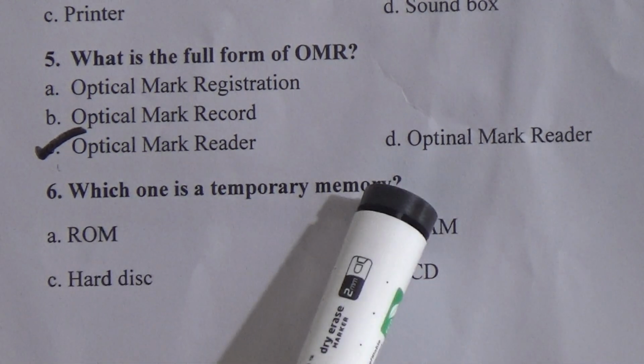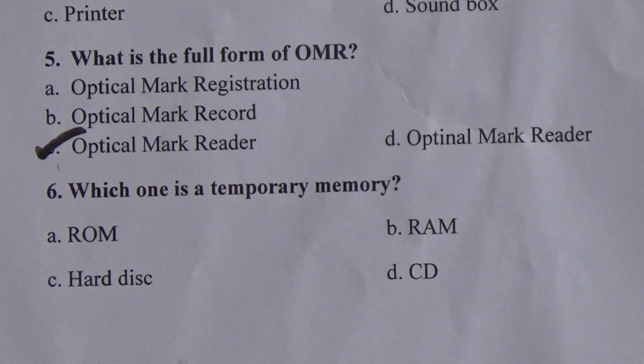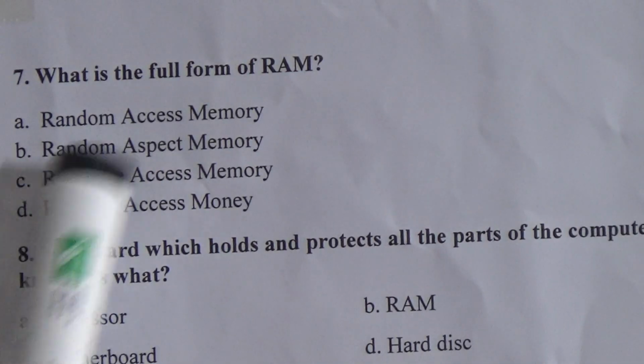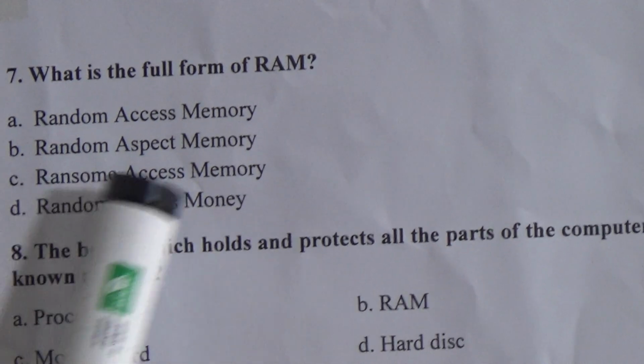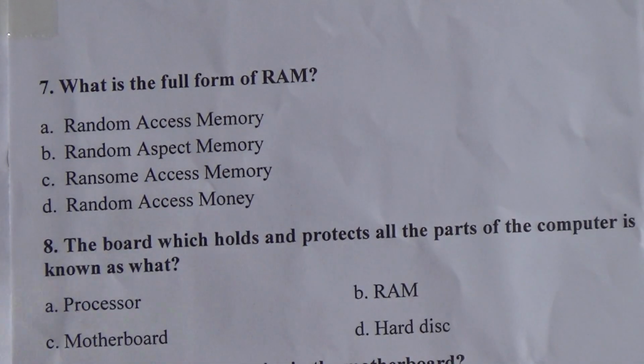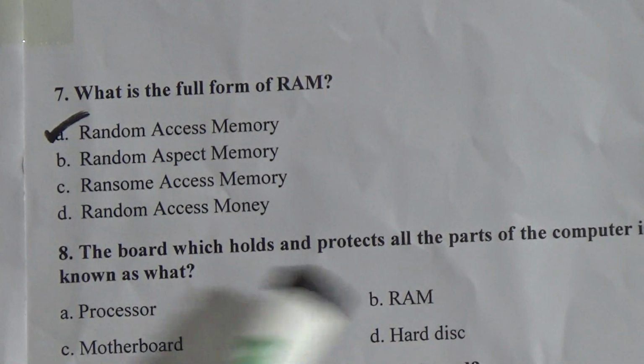Number 6, which one is a temporary memory? ROM, RAM, hard disk, CD. We know RAM. RAM is a temporary memory. And 7, what is the full form of RAM? A random access memory, B random aspect memory, C ransom access memory, and D random access memory. So we know RAM, its full form is random access memory. A will be correct answer.